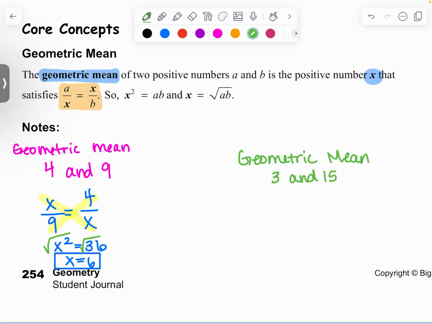Okay, so can you just set up the proportion to find the geometric mean between 3 and 15? Could you do that for me, please?